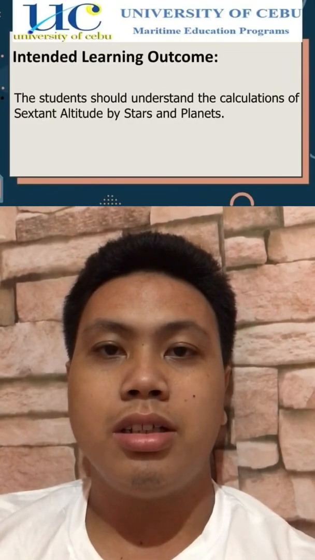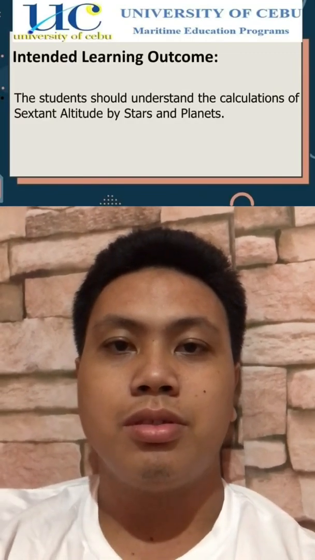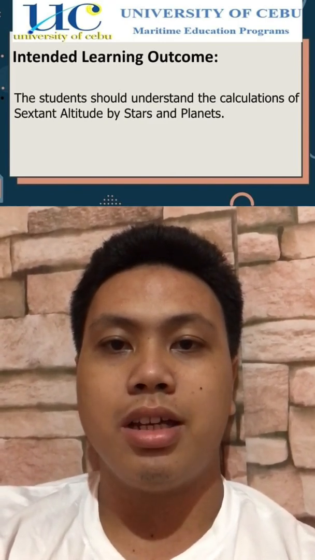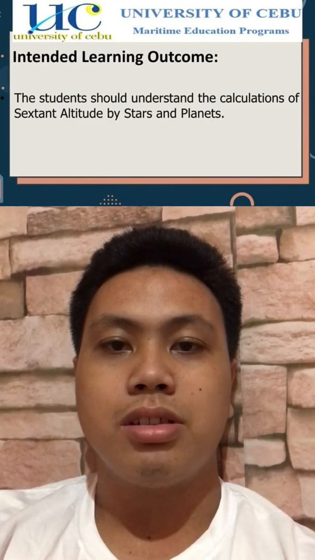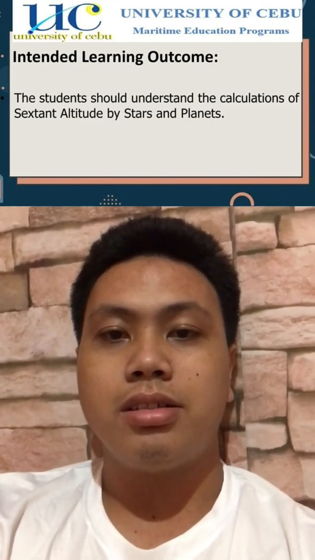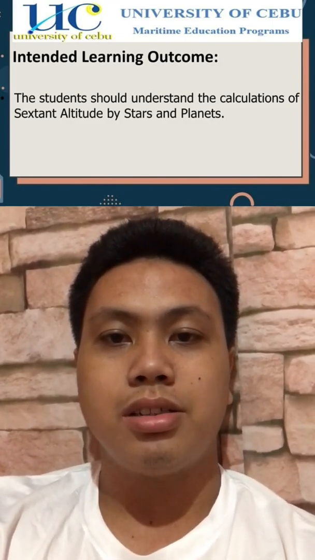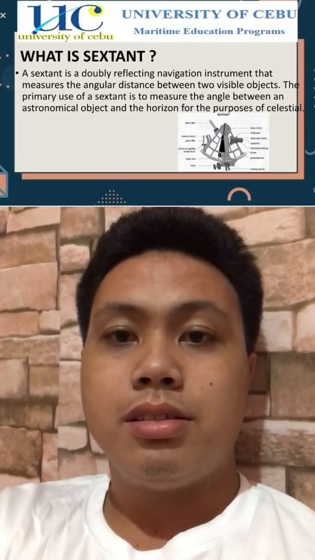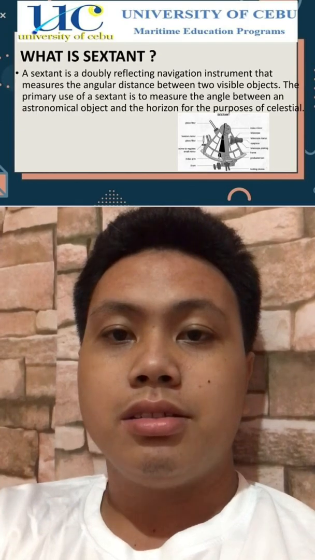The learning outcome of this topic is that after the discussions, the student should understand the calculations about the sextant altitudes by stars and planets. Next, what is a sextant?